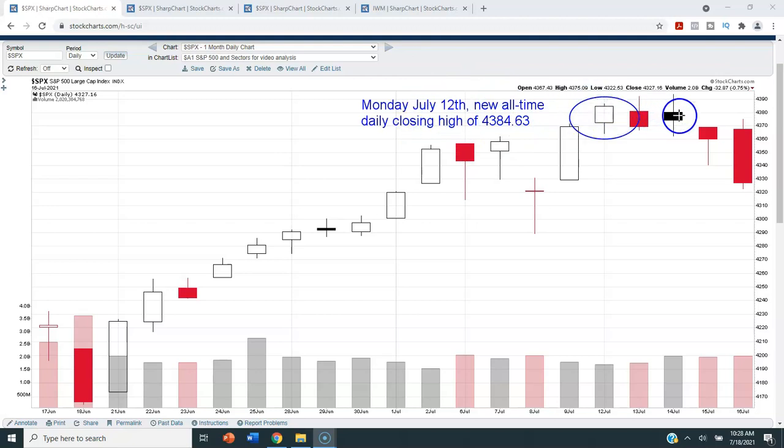And you can see that from there, the week kind of went downhill. So we'll take a deeper dive into that over the next few charts. But just remember, we hit a new all-time daily closing high at the beginning of the week this last week.